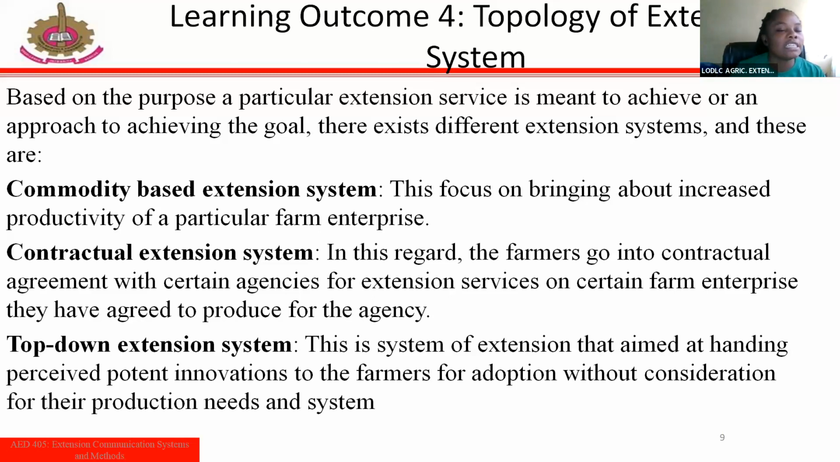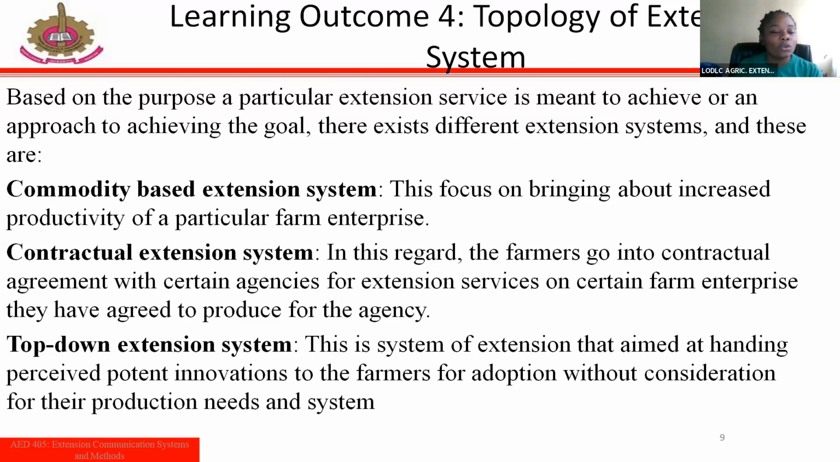Okay? The first one is the commodity-based extension system. This focuses on bringing about an increase in productivity of a particular farm enterprise. So when you want to bring about an increase in product, then you talk about commodity-based extension, and it is common among cash crop producers.